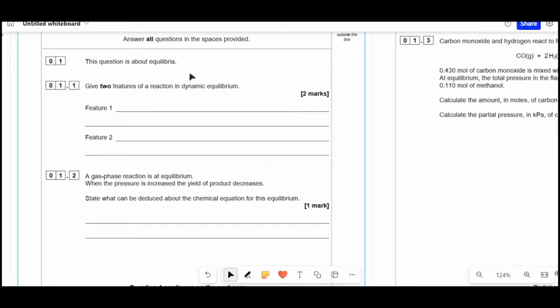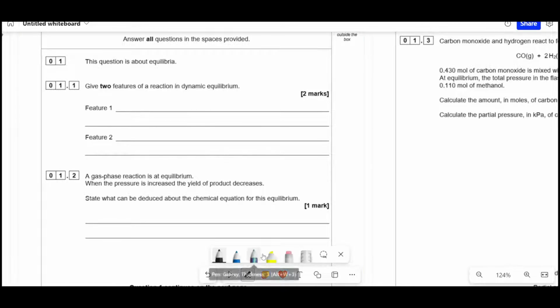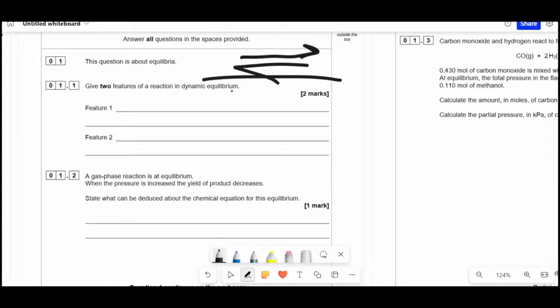So this question's about equilibria. Give two features of a reaction in a dynamic equilibrium. So every single equilibria you know is this and this. So you can go that way, or you can go this way. Now, the interesting thing about equilibria is that eventually, if you leave it, everything has a very set concentration and they all balance out nicely. That doesn't mean that the concentrations are equal, it's just that they're not changing anymore over time.